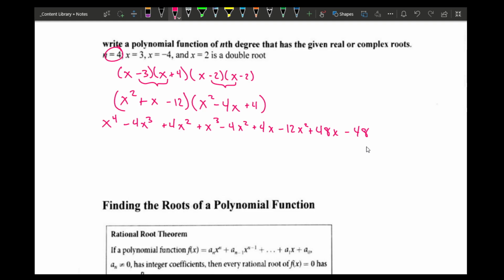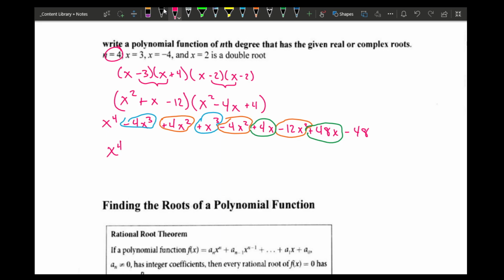What I'm going to do, and you don't have to do this, but for my own brain, I'm going to look at the like terms. I've only got one x to the 4th. Here's the cubes. Here's another cubed. Here's a square. Here's another square. Here's another square. Here's an x. Here's an x. Okay. Sorry, that was just for my own sanity.